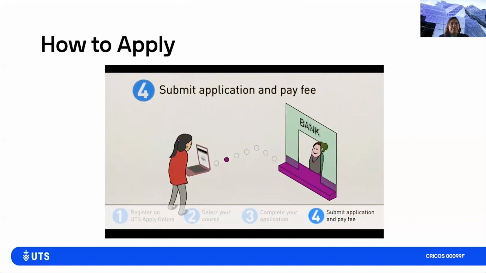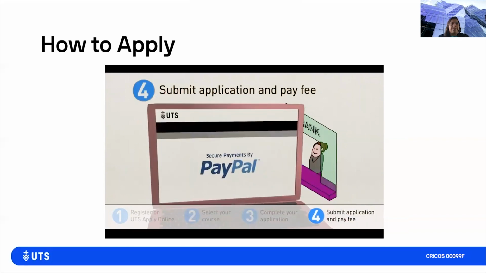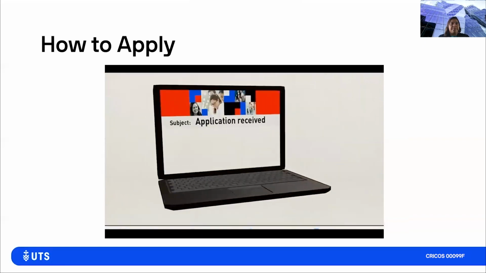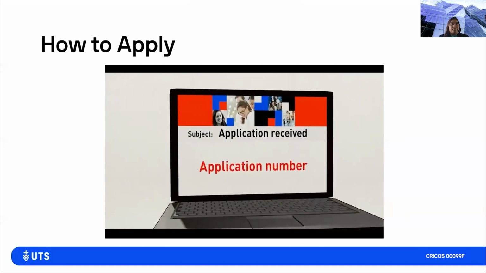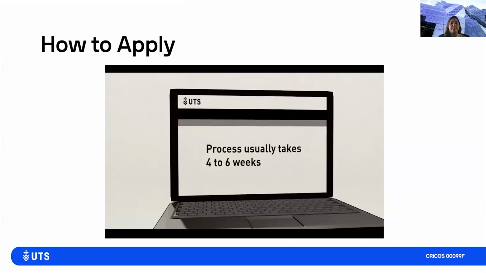4. Submit your application and pay the application fee. You can pay by credit card through PayPal. You will receive an email acknowledging receipt of your application after it is received by UTS. It will include a UTS application number which you should keep and refer to in any future correspondence with UTS International. The application process usually takes 4 to 6 weeks.